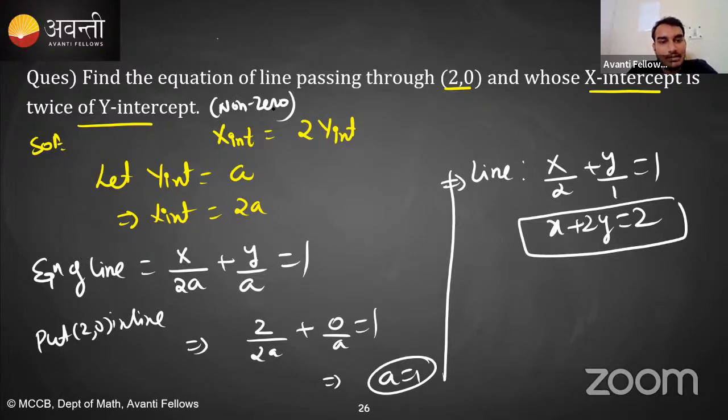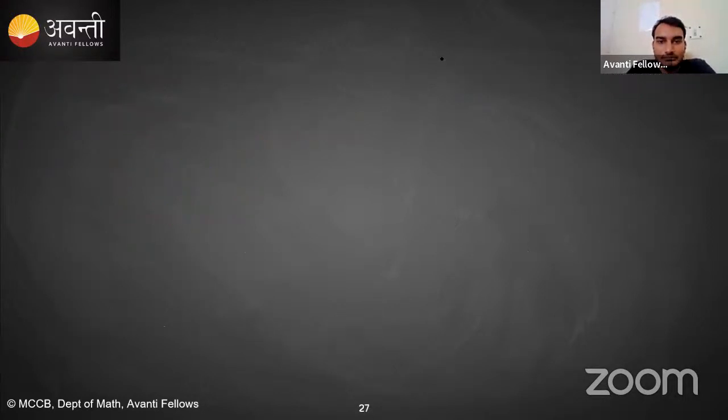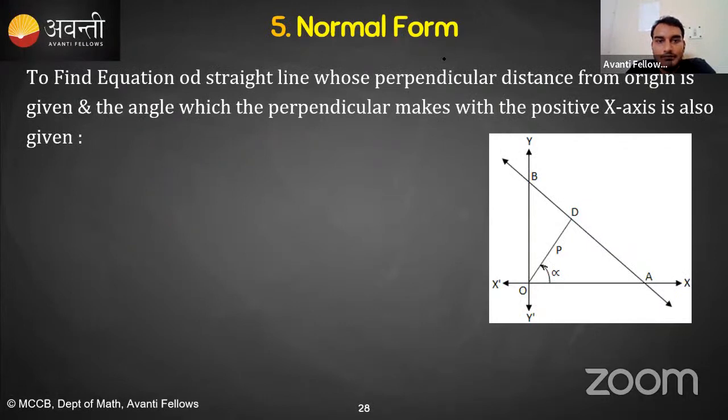Clear? Is this clear, students? Question is clear. So this is the easy one, right? Question is easy. So now, very good, very good. So now let's see one more equation of a line. Okay, one more form of line.